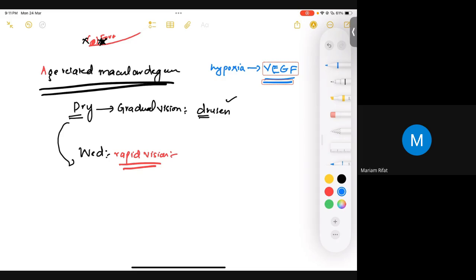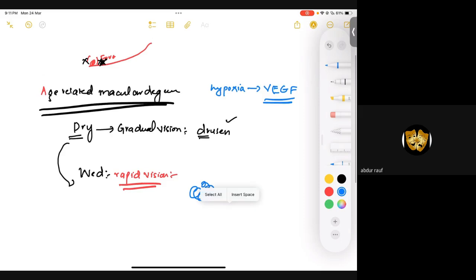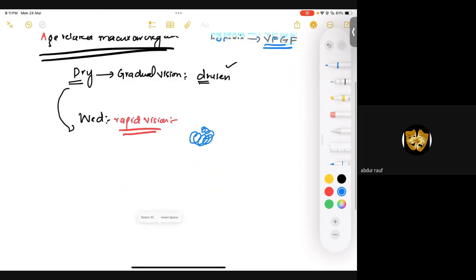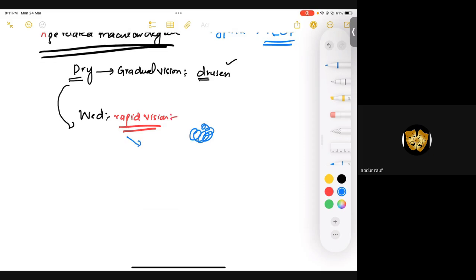Are you guys getting me? Yes, sir. Okay. So the dry variant can transition into the wet variant of age-related macular degeneration, and further we are going to have neovascularization. With a lot of new vessels, they can undergo bleeding, and if we have bleeding there, obviously it's going to lead to a rapid decrease in vision. And what's the characteristic feature of this pathology? We are going to see a condition known as metamorphopsia. So what is metamorphopsia? Anyone know that?